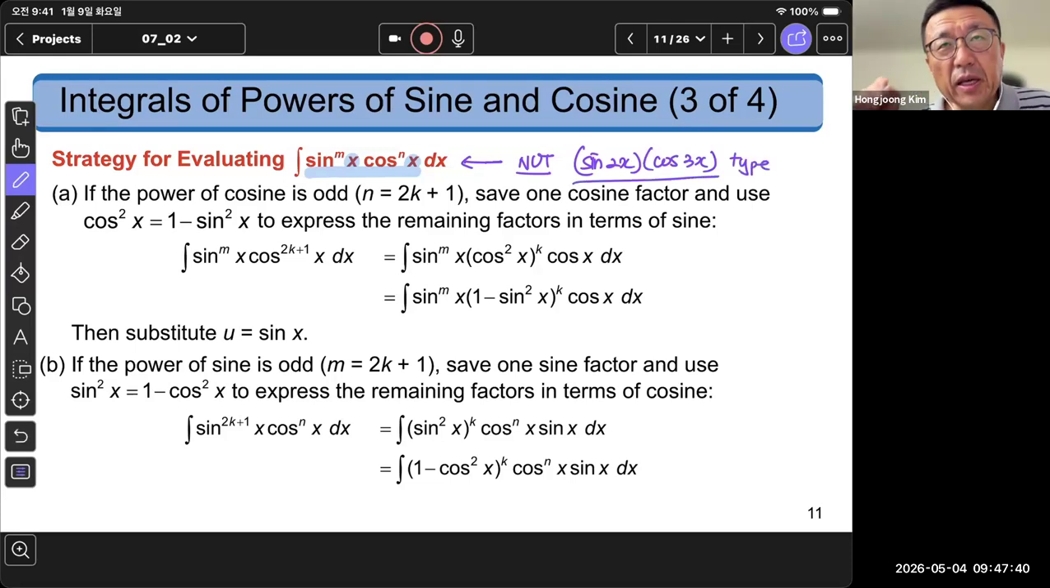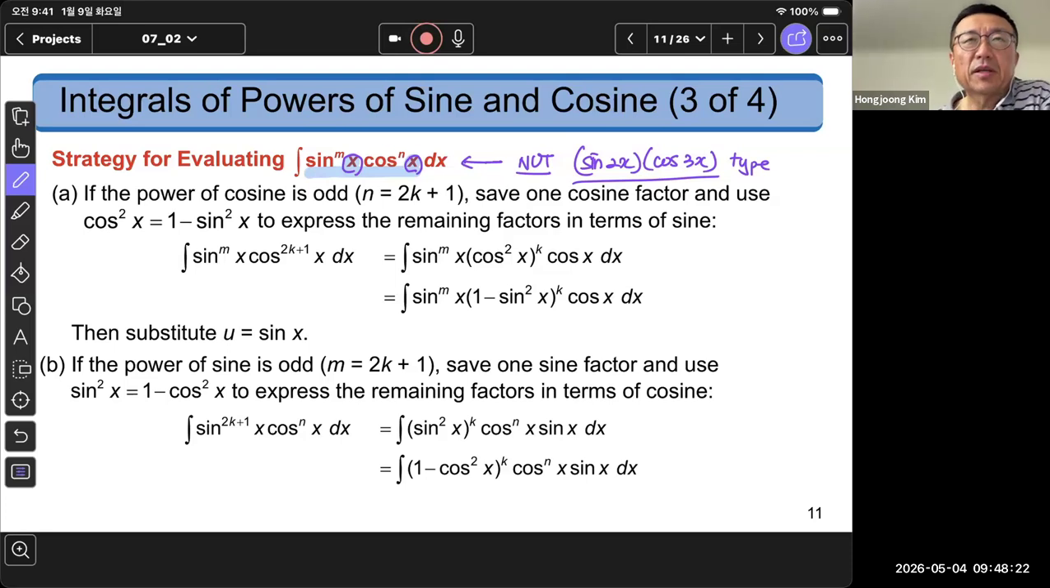So in this product, the angles of sine and cosine are different. In this slide, we are evaluating the integral of sine x to the mth power multiplied by cosine x to the nth power. So sine and cosine have the same angles. We have some copies of sine x times some copies of cosine x. Those are multiplied and this product defines an integrand.